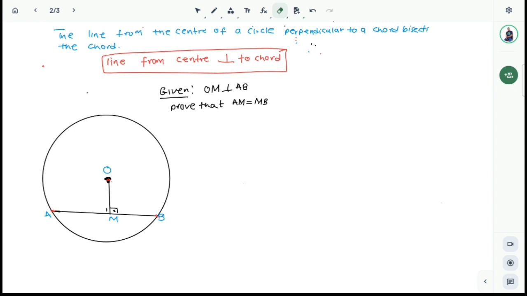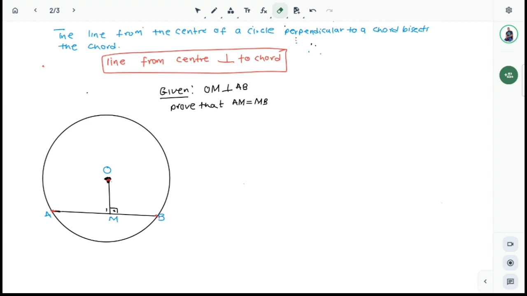In your exam, you will be given the drawing together with the statement. As you can see here on my left hand side, I am given the drawing together with the statement. On top, given OM perpendicular to AB. Prove that AM is equal to MB.